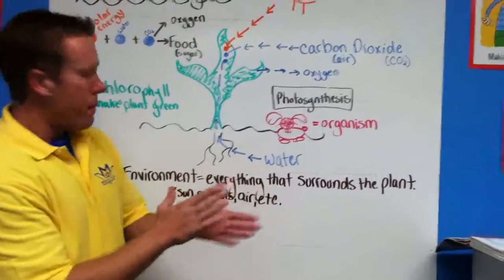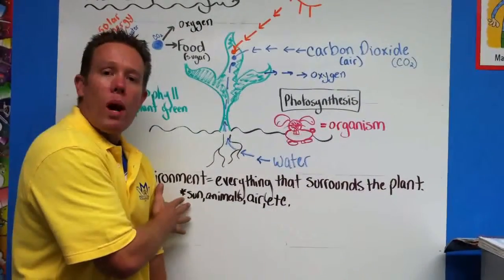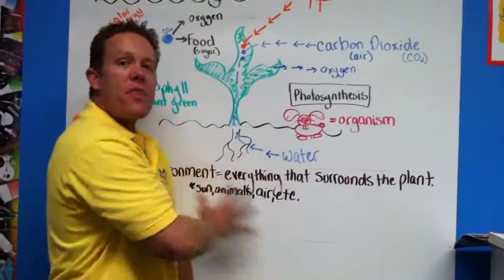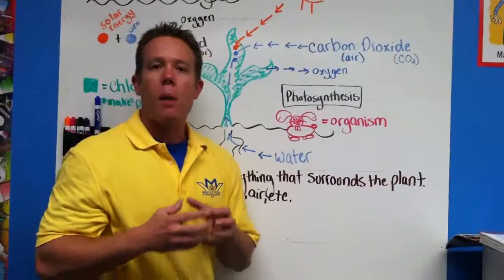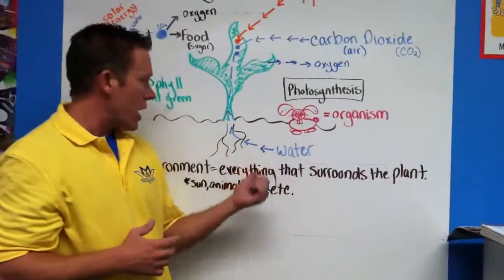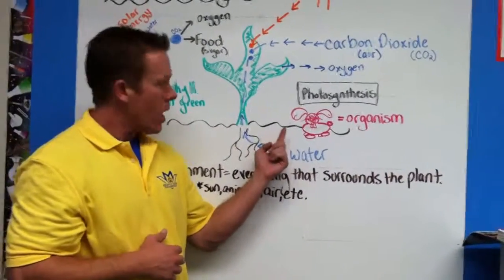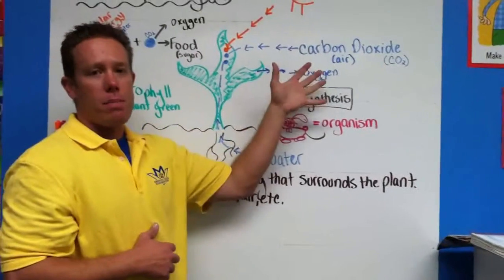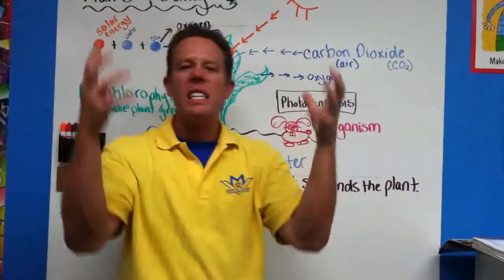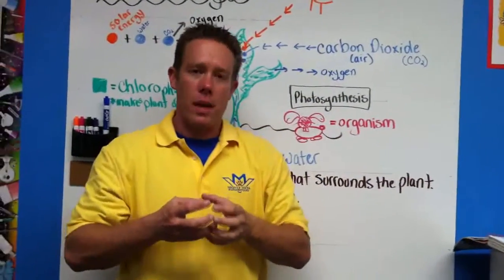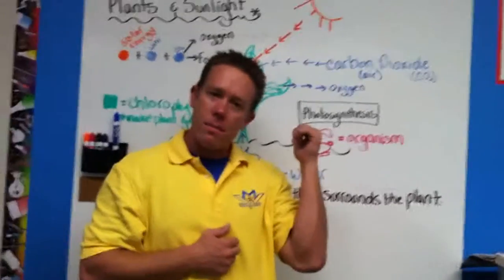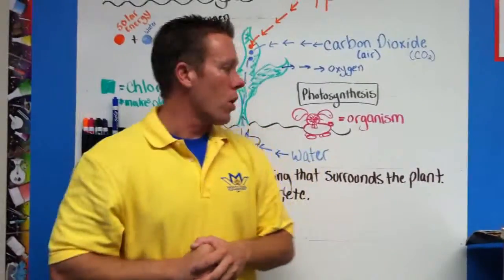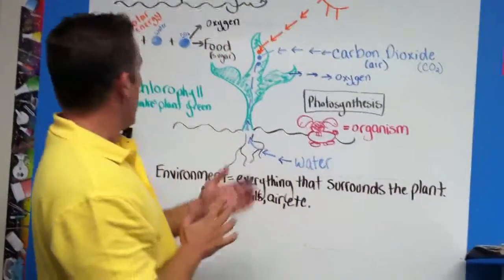What else did we talk about in this lesson? We talked about what an environment was. An environment is all of the things that surround a plant or animal. So you're talking about the dirt, an organism, the air that surrounds the plant, all of the things that surround something, in this case a plant, is called its environment, right? So that's definitely a word that you need to know.